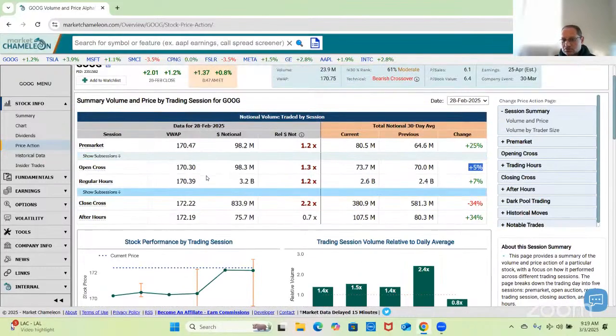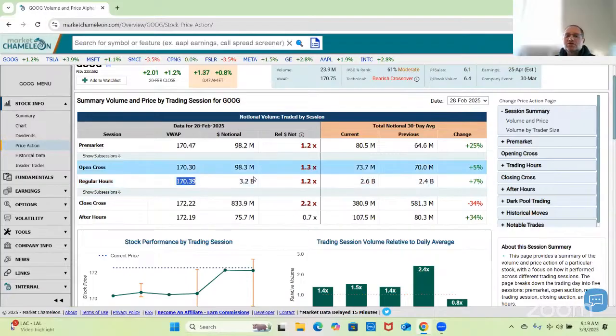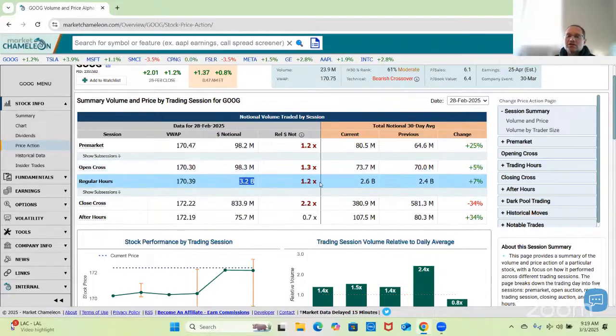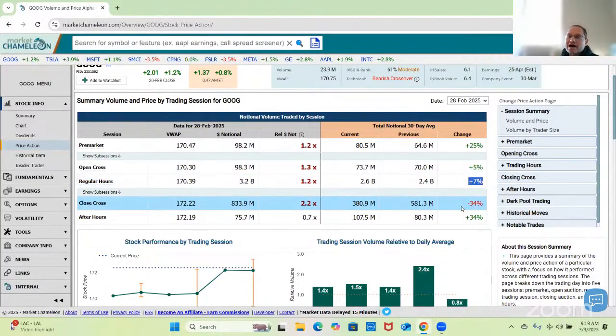Again, we keep track of the VWAP price, the dollar value, and its relative volume compared to the daily average. So we could see here in Google, if we compare month over month, even regular trading hours were up 7%. So the dollar interest in trading has ticked up in Google month over month, right? It could just mean there's more money flowing into it, and it could also indicate that there's more money in general flowing into Google.